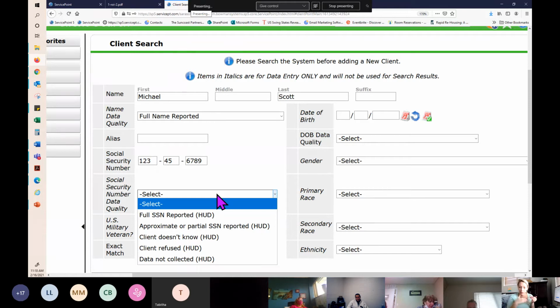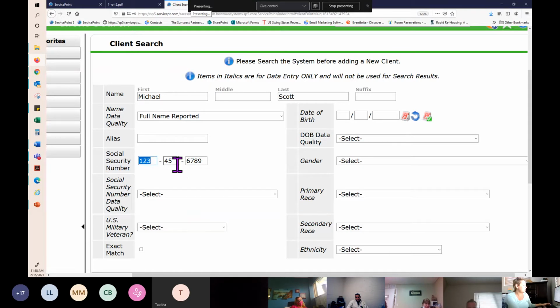The client, if they refused and then they tell you that they want to add their social security number or you have to collect it, you would then edit that information. I can actually, let's do that as a learning tool. I'll enter all zeros for Michael right now, and then I'll show you how to edit that information if the client provides it at a later date. So no, clients are never entering data into the system.